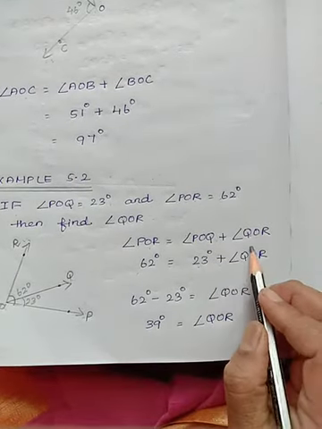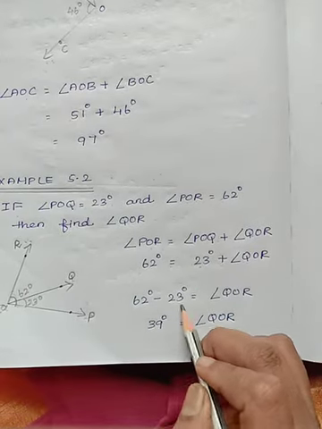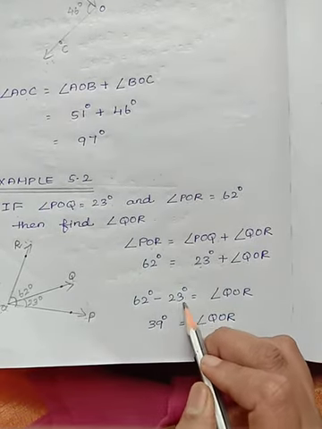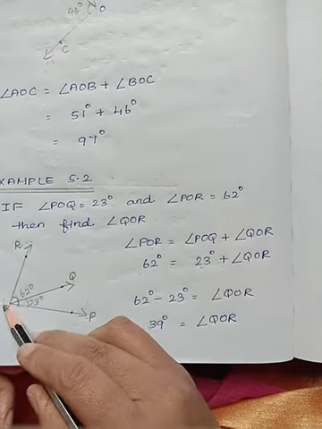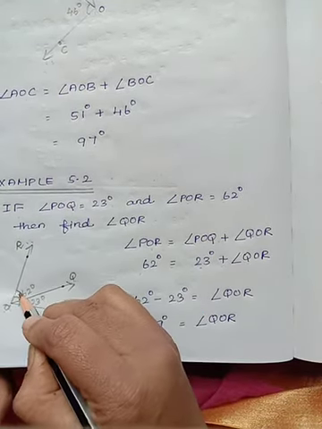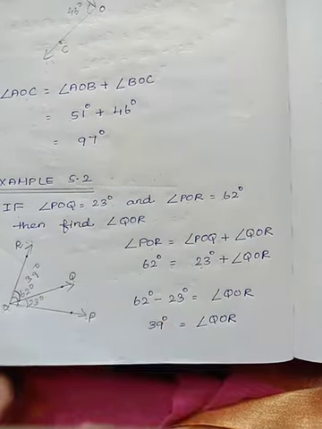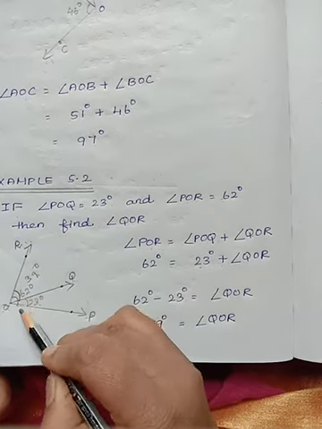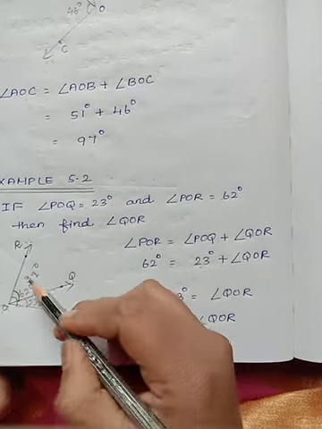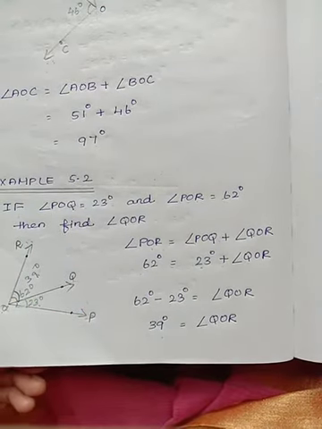To find the value of this, we take plus 23 to the other side and it becomes minus 23. So 62 minus 23 degrees is 39 degrees. Therefore the value of QOR is 39. To check, 39 plus 23 gives the whole angle, which is 62 degrees.